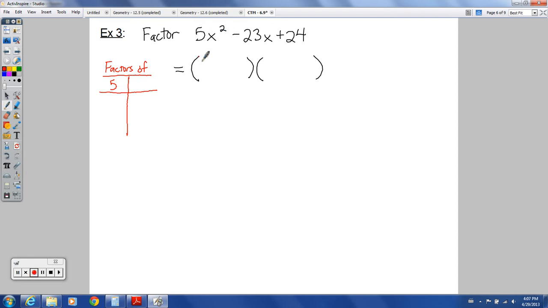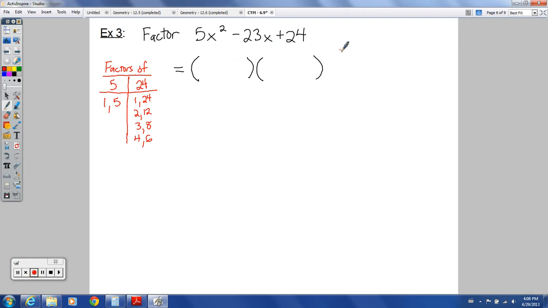So I have to multiply something times something to get 5x squared, and so I know my combinations that would work for 5, it's just 1 and 5. Maybe it's going to be 5 and 1 instead of 1 and 5, but it has to be those two numbers here and here or flip-flopped. And I'm also going to have factors of 24, so there's a lot of possibilities for that. 1 and 24, 2 and 12, 3 and 8, and 4 and 6. And those might be flip-flopped as well, so it all just depends on what's going to work.